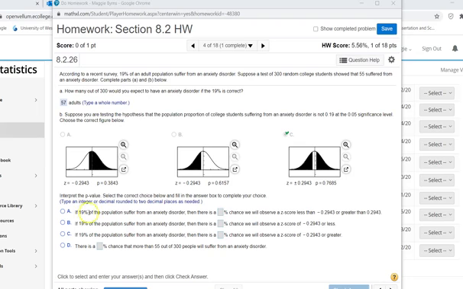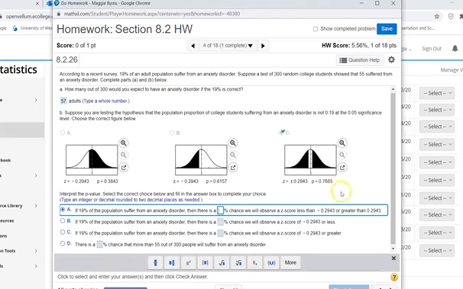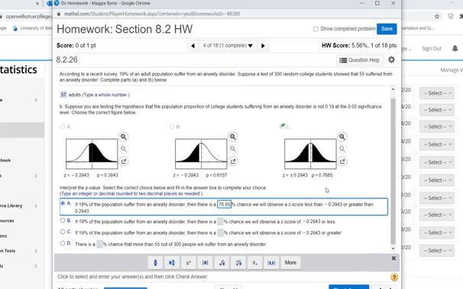So let me read that again. If 19% of the population, so if the real population is 19%, then there is a, whatever the p-value is, 76, let's see, they said 2 decimals, so 76.85% chance that we will observe this particular test or this particular z-score.